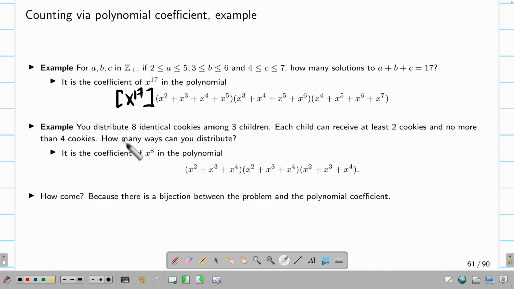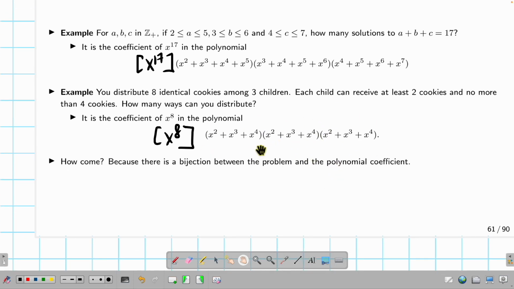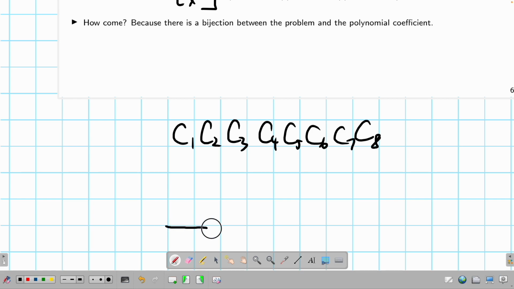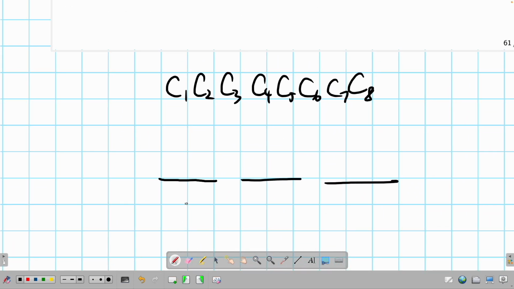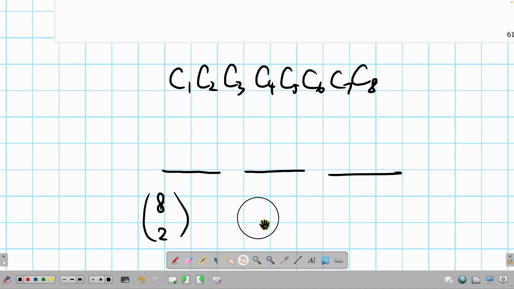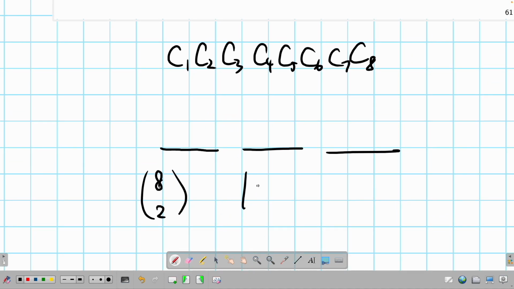Now another example. You distribute 8 identical cookies among 3 children. Each child can receive at least 2 cookies and no more than 4 cookies. How many ways can you distribute? The answer will be, magically, the coefficient of x^8 in this polynomial. Let's think about how you can solve this problem in the classical sense. You have 8 cookies and you have 3 children: child 1, child 2, child 3. Each child receives at least 2 cookies and no more than 4. So for child 1, I can select 2 cookies, or I can also have 3 cookies, or 4 cookies, right? These are all the numbers of cookies I can give to child 1.